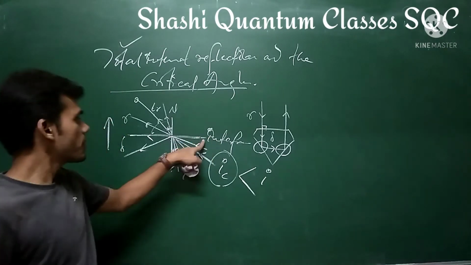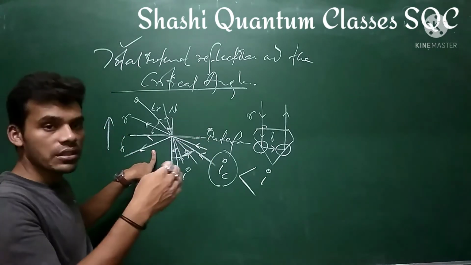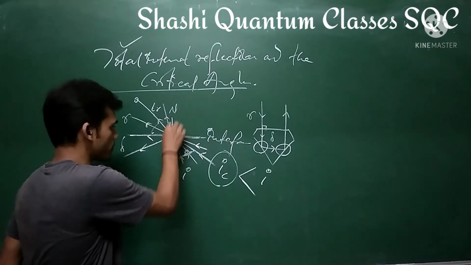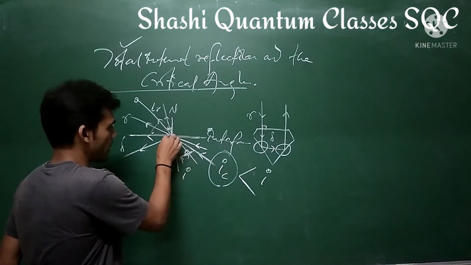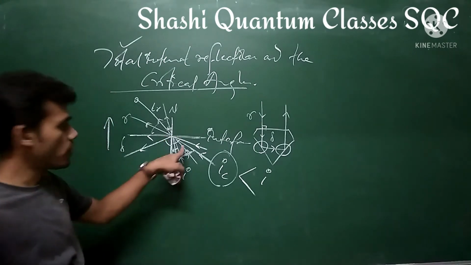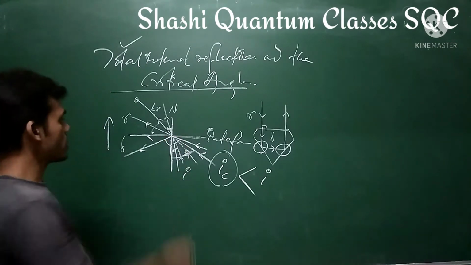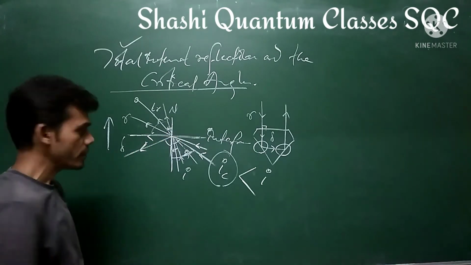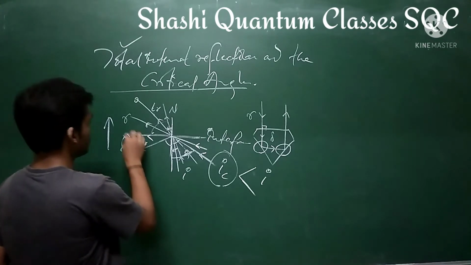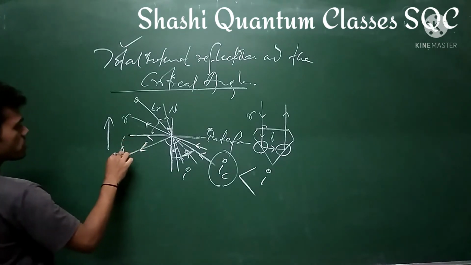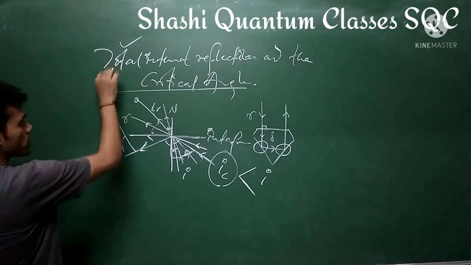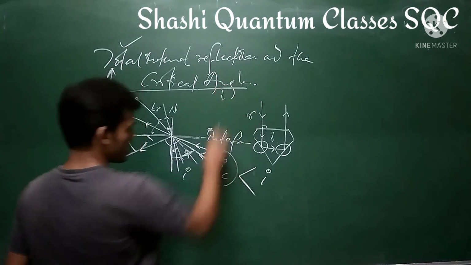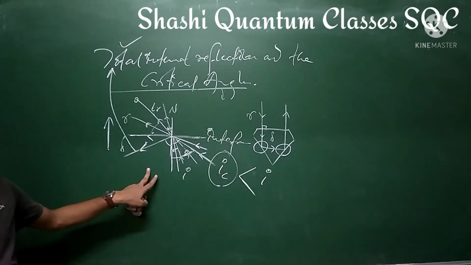This will act as the reflecting surface for the incident ray here, following the laws of reflection. Angle this will be equal to angle this. Following the laws of reflection, it will completely bounce back in the same medium. This is called the total internal reflection. इसी को कहते हैं. This is called the total internal reflection, and this is your critical angle. Okay, so this was the thing.